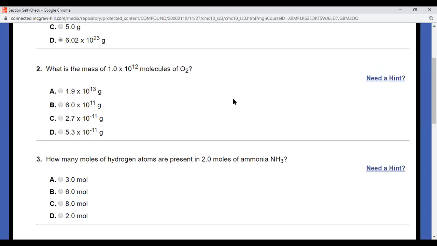Molar mass of O2, O equals 16. So molar mass of O2, 16 times 2, 32 gram. So 32 gram. What is the mass of this one molecule?